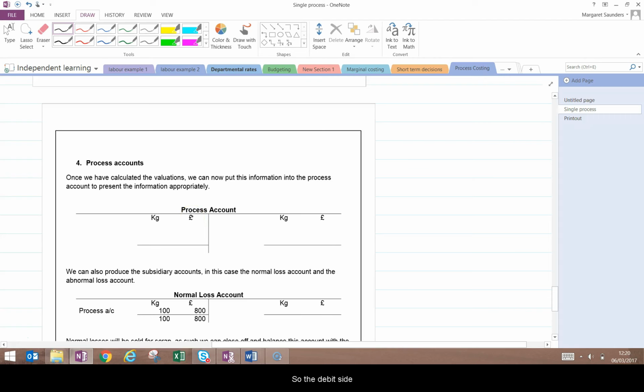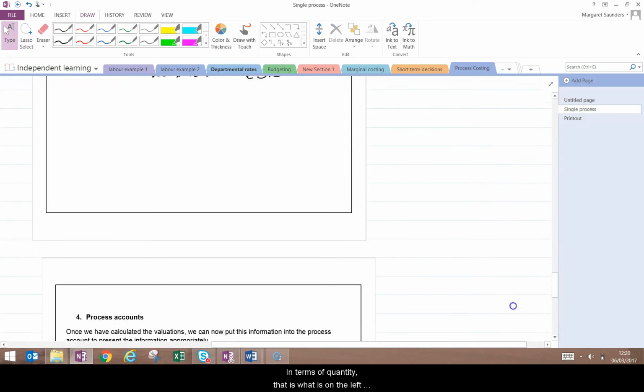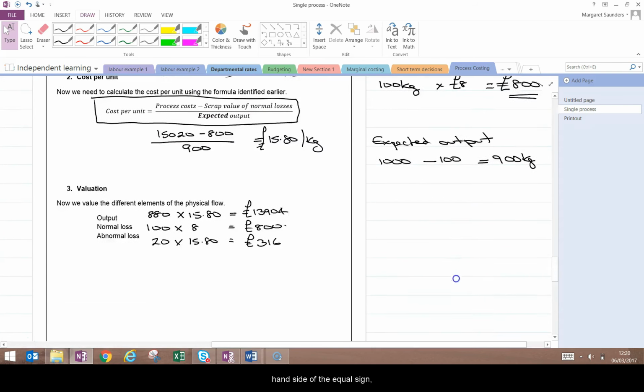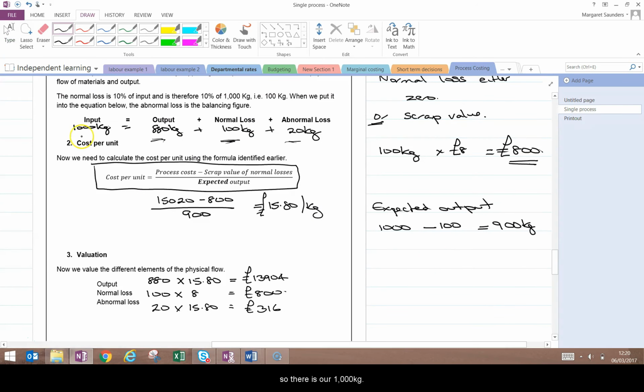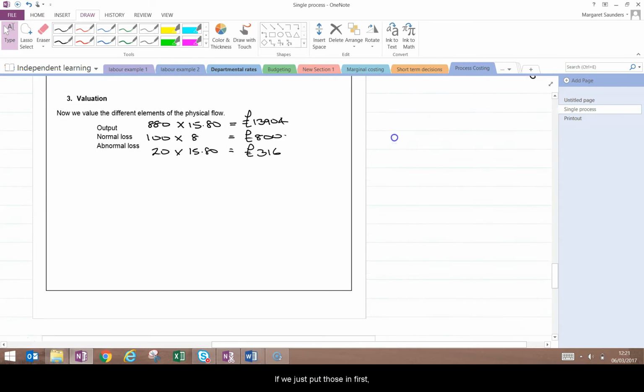So the debit side, remember this is the debit side, is what we put into the process account. So in terms of quantity, that is what is on the left-hand side of the equal sign. So there's our 1,000 kilos. On the right-hand side of the process account, we're going to put our output, our normal loss, and our abnormal loss.